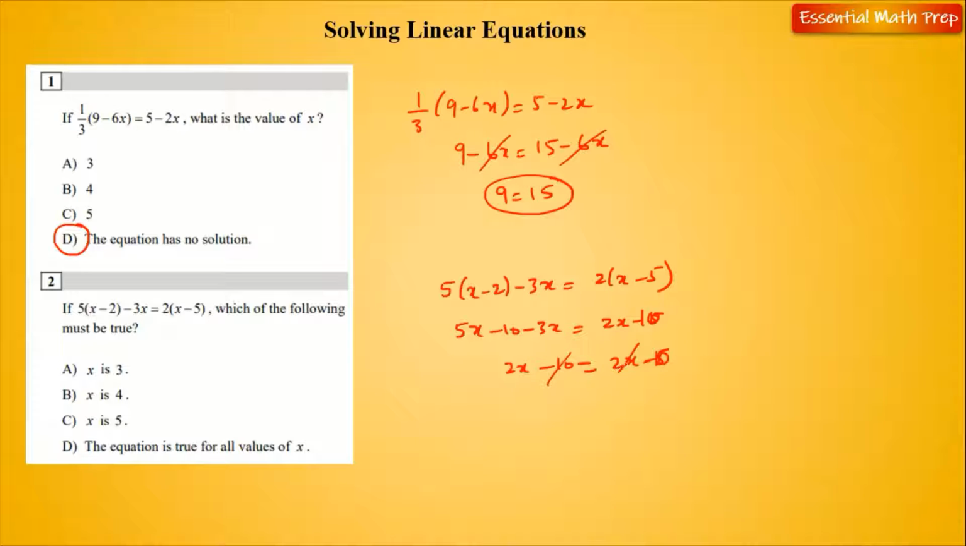These two terms are equal, right? So the equation is true for all values of x, because it doesn't matter. Let's say you substitute x as 1. So it's 2 minus 10 equals 2 minus 10, which is negative 8 equals negative 8, right? So the equation is true for all values of x.